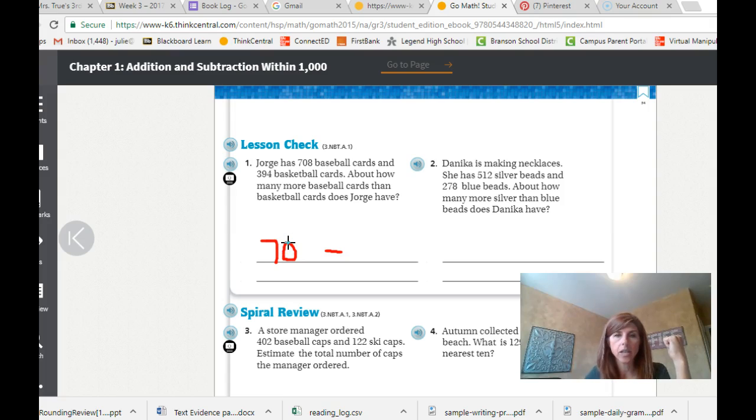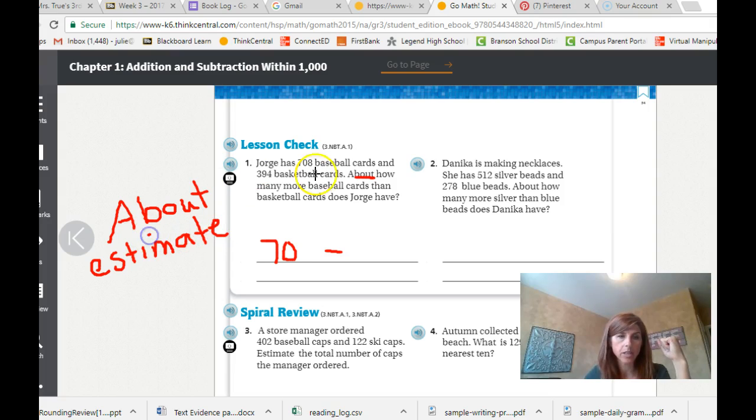And it says about how many? About, first of all, we have to think about what that means: to estimate, okay? So about, they don't want the exact, okay? So when you're saying about or when you're saying estimate, first you have to round those numbers and then you can do your adding or your subtracting. So about and estimate. So here we have about how many more. So we do have to round those numbers before we can subtract them.